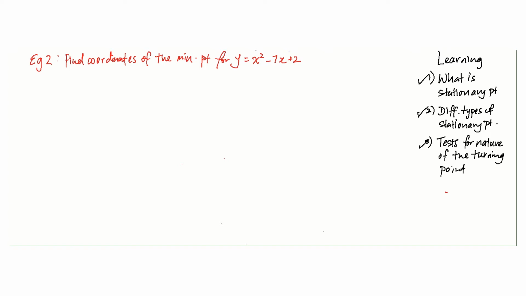All right, so I want to talk about this next example here, where we are asked to find the coordinates of the minimum point for y equals x squared minus 7x plus 2. Okay, so if you guys can recall, when it comes to finding coordinates of the minimum point for a quadratic curve in E-Math, what are the different ways that can help us determine the coordinates of this minimum point? Take a quick 10 seconds to discuss with your partner. 5, 4, 3, 2, 1.